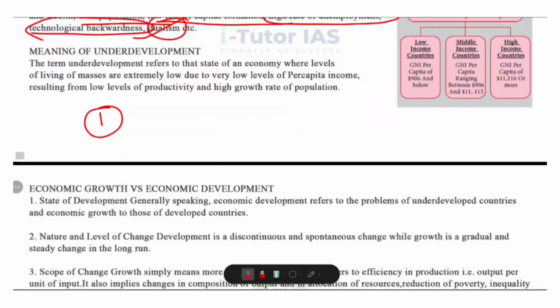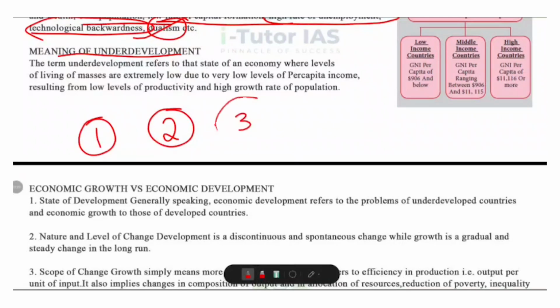Next heading, meaning of underdevelopment. Okay. Now let's define the term underdevelopment clearly. Underdevelopment refers to a condition in which a country's people have a very low standard of living. This happens mainly because per capita income is very low, productivity in the economy is low, and also population grows very fast, which reduces the income available per person.